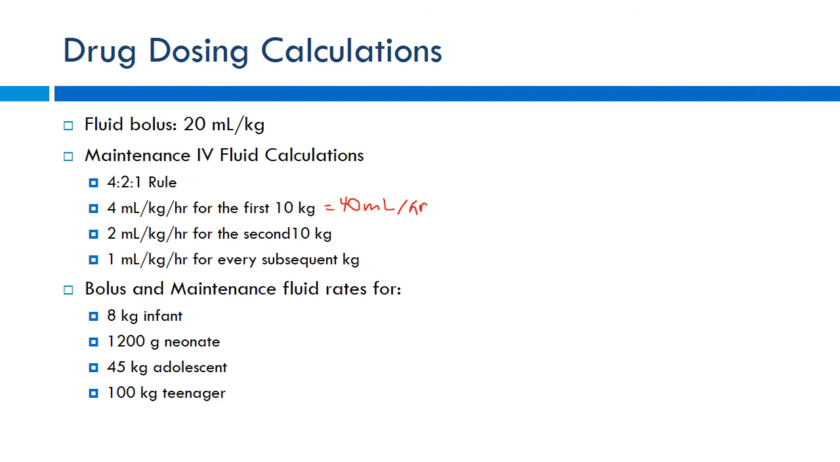For the next 10 kilos, you'll get a total of 20 mLs max per hour. And then after this, it would be another 1 mL per kilo per hour for every subsequent kilogram. So basically off this, we can figure out what our maintenance and fluid bolus rate should be for our patients pretty easily. For instance, if we had an 8 kilogram infant and we wanted to do 20 mLs per kilo for his fluid bolus, we'd do 8 times 20, and we see that his fluid bolus would be 160 mLs.